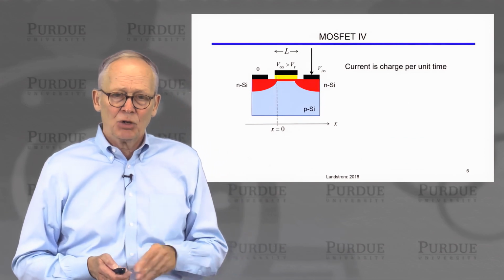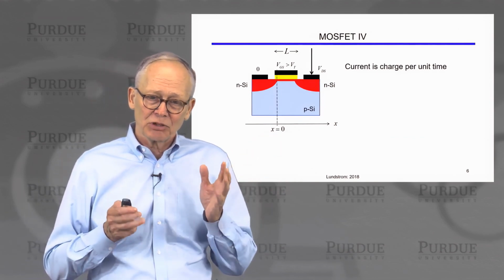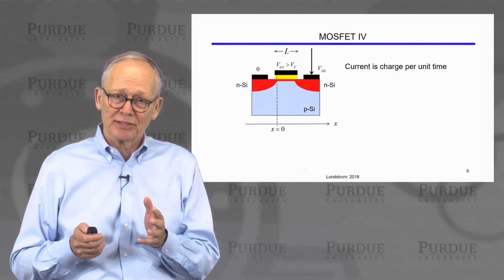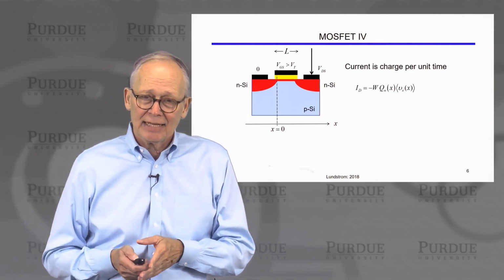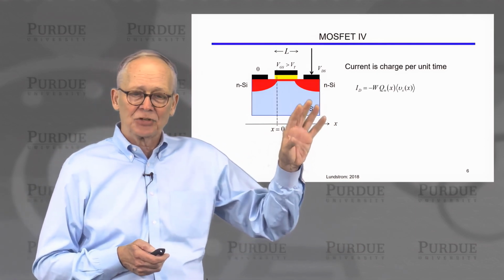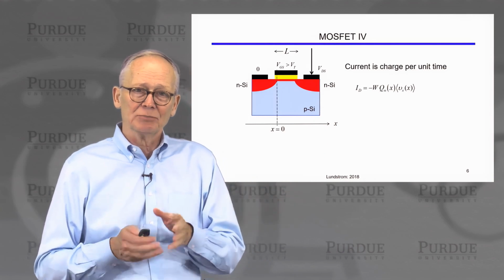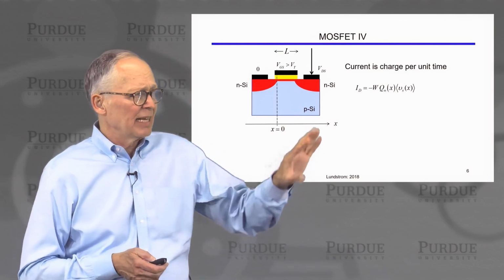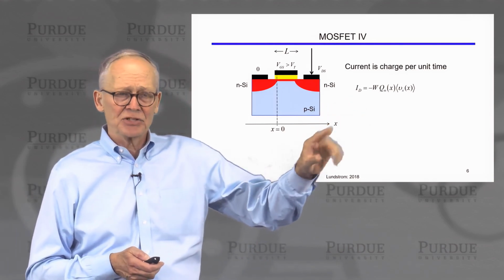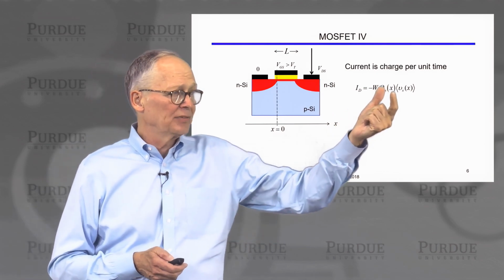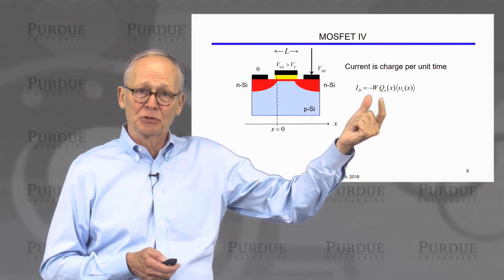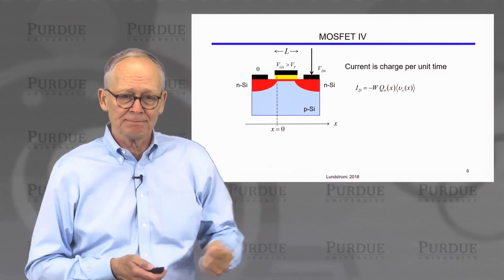All right. So we remember current is charge per unit time. Another way to write that is current is charge times velocity. Moving charge gives us current. And if you go ahead and check out the dimensions here, the width of the transistor, current is proportional to the width. If we double the width, we double the current.